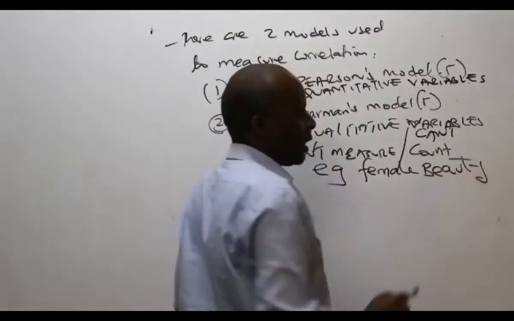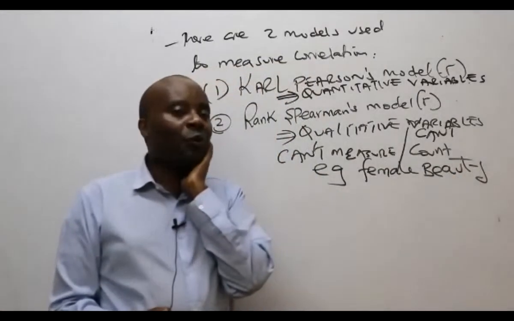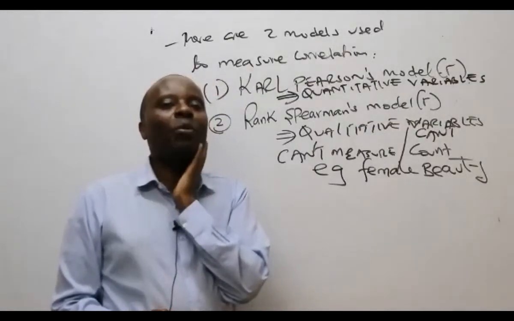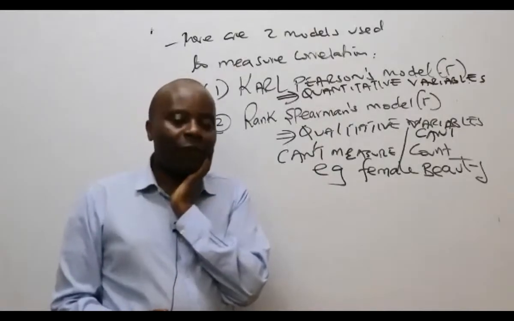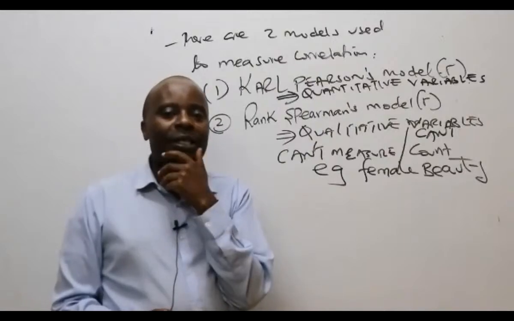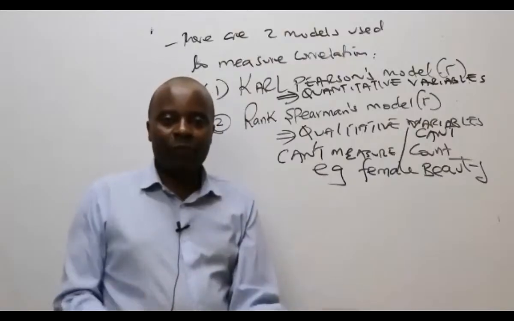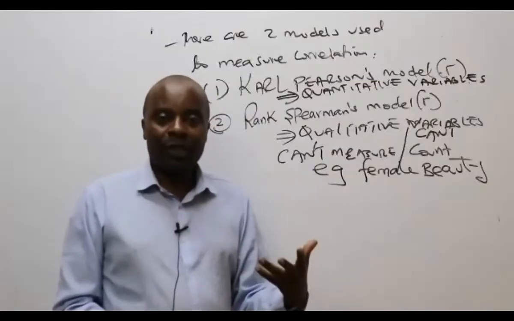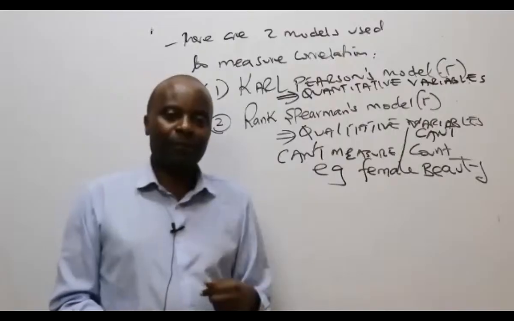Female beauty. Ladies and gentlemen, there is no way you'll be able to measure how beautiful a lady is. Impossible. So the gentleman here, Frederick, there is no way you can start telling us that my wife is 90% beautiful. No. These are qualitative variables. And all qualitative variables are what here?